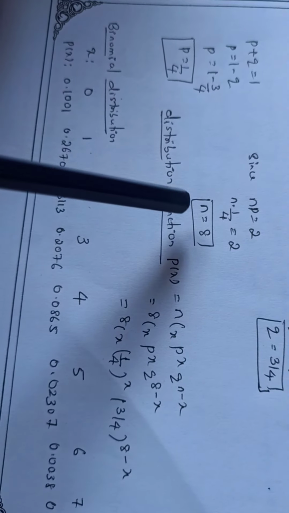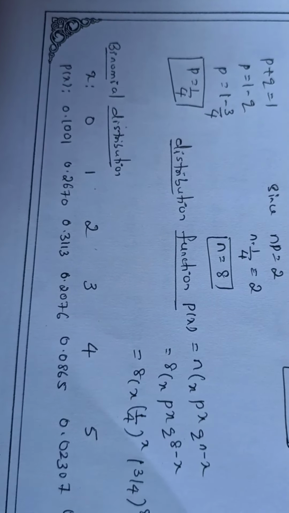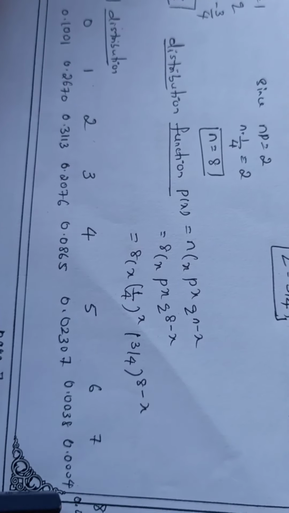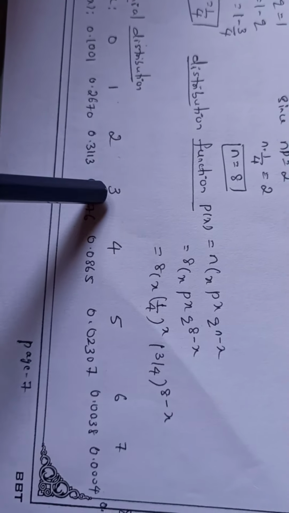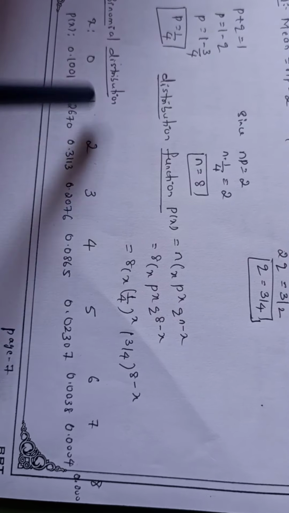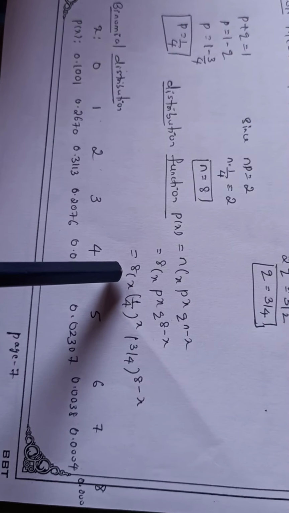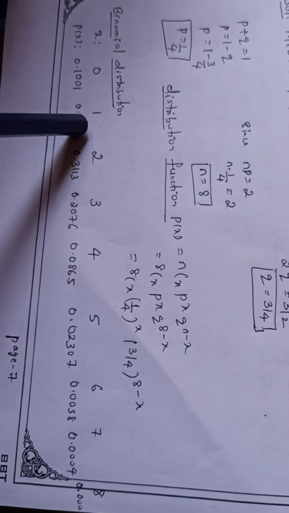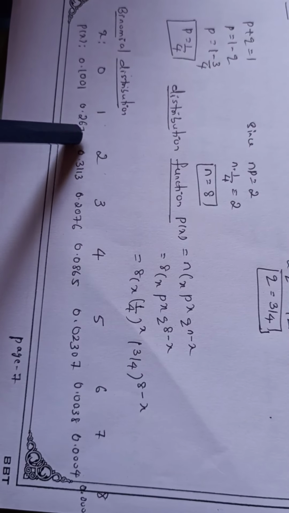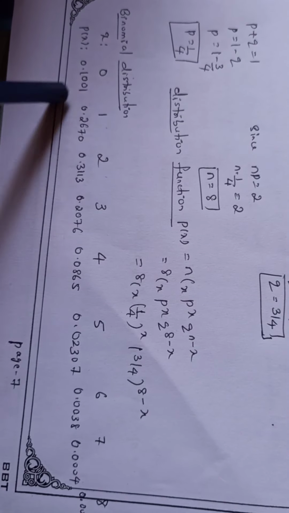Now to find the binomial distribution, these are the values of x. Since n is equal to 8, you have to take all the values starting from 0 till 8. So here you have all the values of x. To find p of x, in this formula substitute the values of x: x as 0 and then 1, 2, 3, 4, 5, 6, 7, 8. So you are going to get these values. This table is nothing but your binomial distribution.